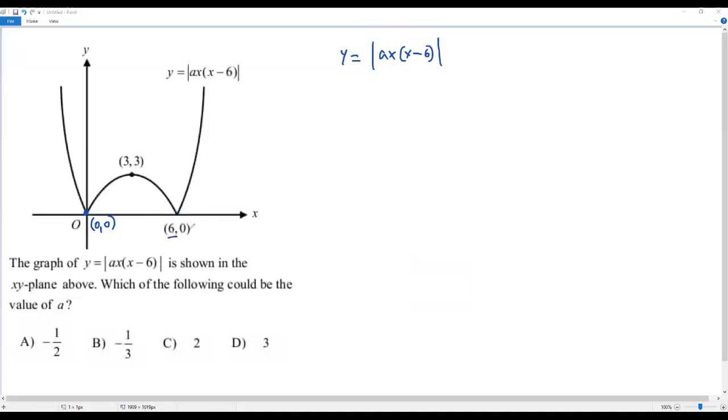What if I plug in the point (6, 0) into the equation? When I plug in the x coordinate 6 for x, 6 minus 6 will become 0. 0 multiplied by this stuff will become 0. Again, a will be no more in the equation. We will not be able to get the value of a if I plug in this point.